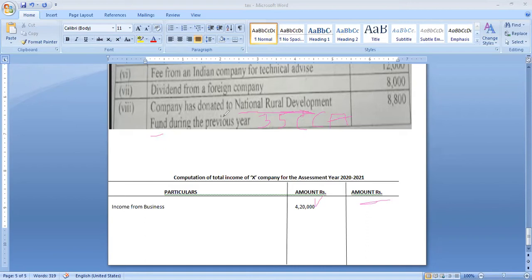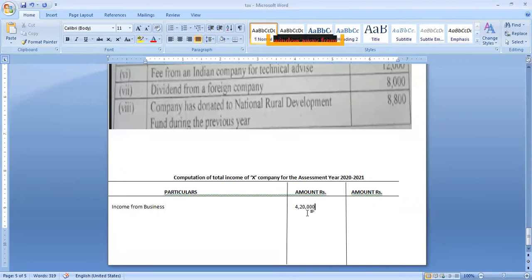You all know that India is an agricultural country. Mainly, it depends on development from the aspect of rural areas. If rural areas develop, India will develop, because the majority of the country is rural in nature. So if a company donates any amount to NRDF, National Rural Development Fund, that amount will be allowed as a deduction from income from business. You can deduct that amount. So that is why I mentioned this.